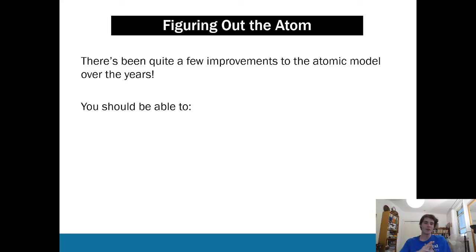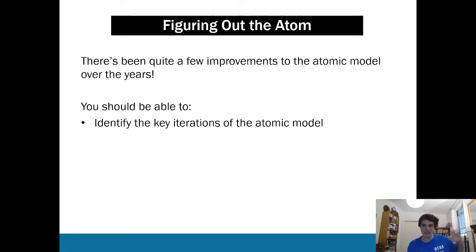Now, a big part of our module 8 is looking at how the model of the atom has progressed over time, right? And there's been quite a few different improvements. Now, we look in the HSC syllabus at about five different models of the atom in varying degrees of detail.